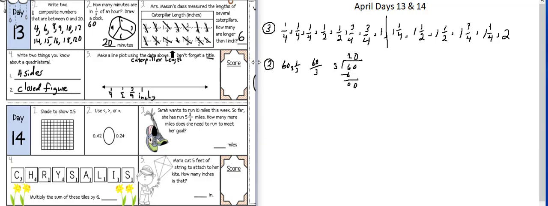1, 1 1/4, 1 1/2, 1 3/4, and 2. All right. Now I'm going to make sure I didn't miss anything. So 1, 2, 3, 4, 5, 6, 7, 8. 1, 2, 3, 4, 5, 6, 7, 8.